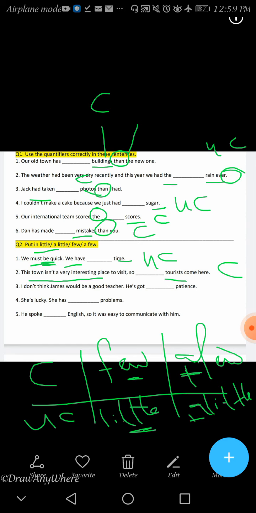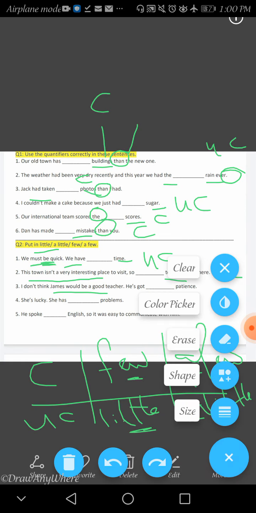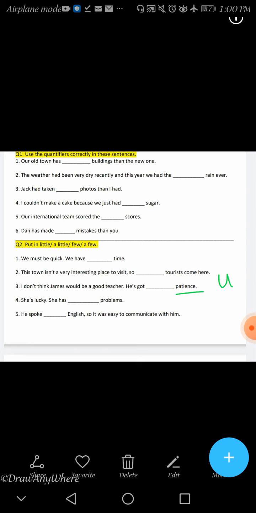Next. I don't think James would be a good teacher. This is negative idea. He's got little patience. Patience, which means صبر. والصبر يا مس uncountable. Be careful. ونيجاتيف ايديا. يعني هو مش راح يطلع معلم ناجح او معلم جيد. Why? Because he has what? مدام uncountable رح نستعمل either little or a little. بس الصبر عنده غير كافي او ما بهيئه لانه يصبح معلم جيد. So الصبر رح يكون غير كافي.